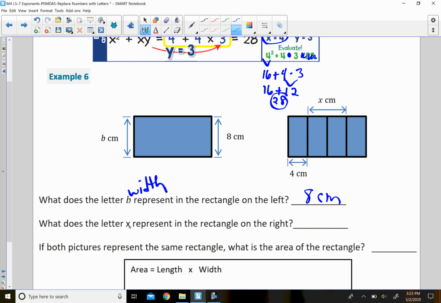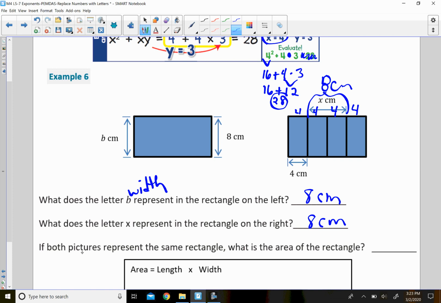What does the letter x represent in the rectangle on the right? This rectangle is made up of 4 smaller rectangles, so this rectangle is repeated 4 times. If this is worth 4, this piece right here is also worth 4, and each of those is the same value, so they're all worth 4. x is made up of these 2 pieces, so x is worth 4 plus 4, which is 8 centimeters.